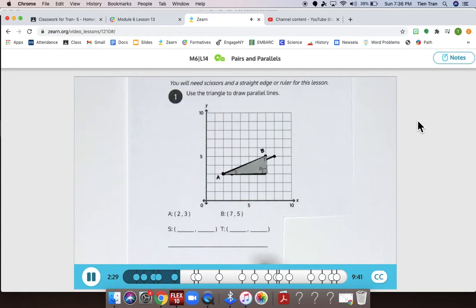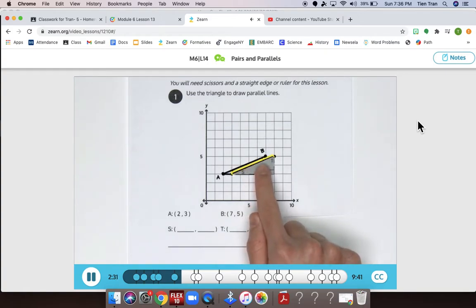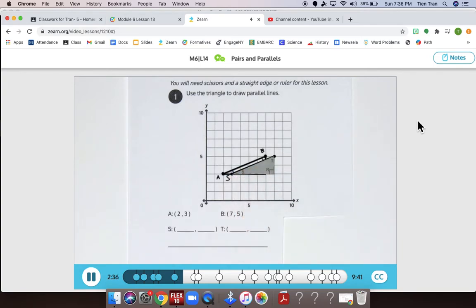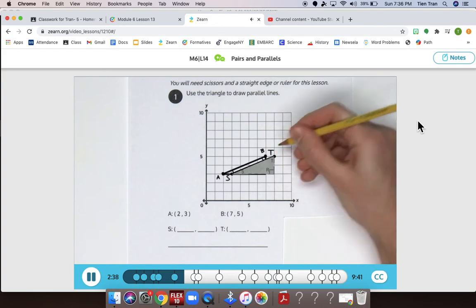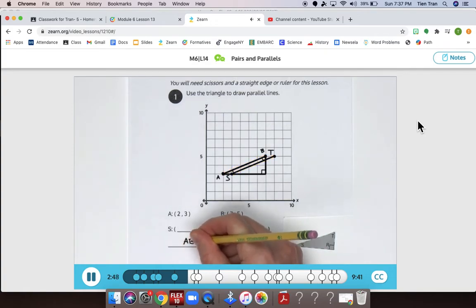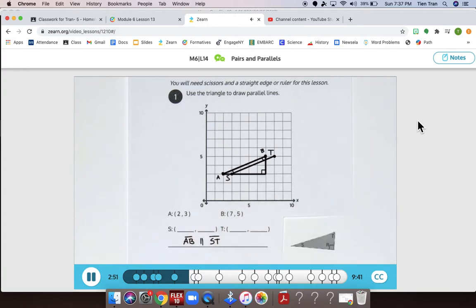Let's take a closer look at the line segment we just drew. We'll label point S here at this vertex and point T here at this vertex. Look at our two line segments. Line segment AB and line segment ST are parallel. We can write it like this. This symbol means is parallel to. So we read this as line segment AB is parallel to line segment ST. You try.